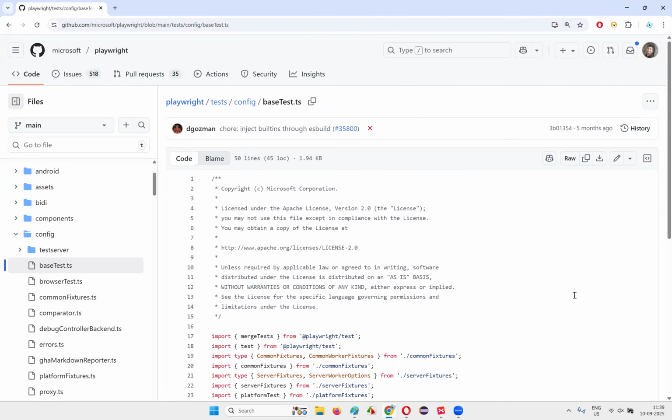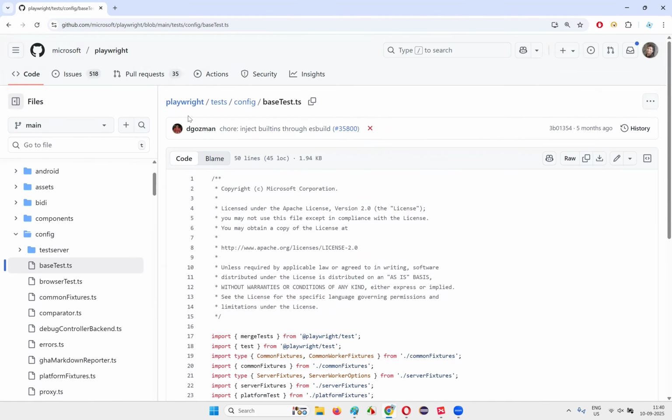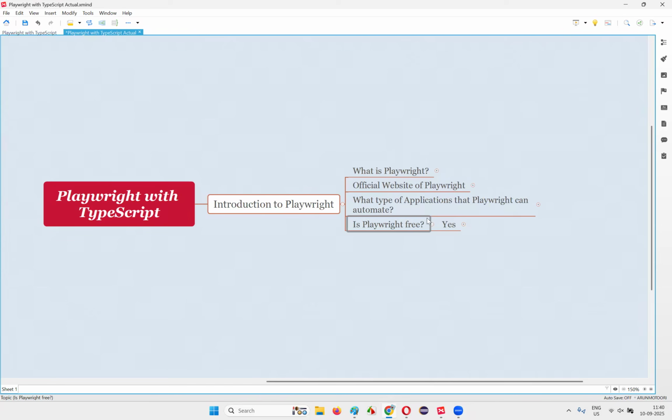So developers are writing this code. Developers from Microsoft are building this Playwright test automation tool with the help of the TypeScript programming language, and it's open source. That means you can actually see the code written by the developers of Microsoft who are building this Playwright test automation tool. So this proves that Playwright is not only free but also open source, guys.